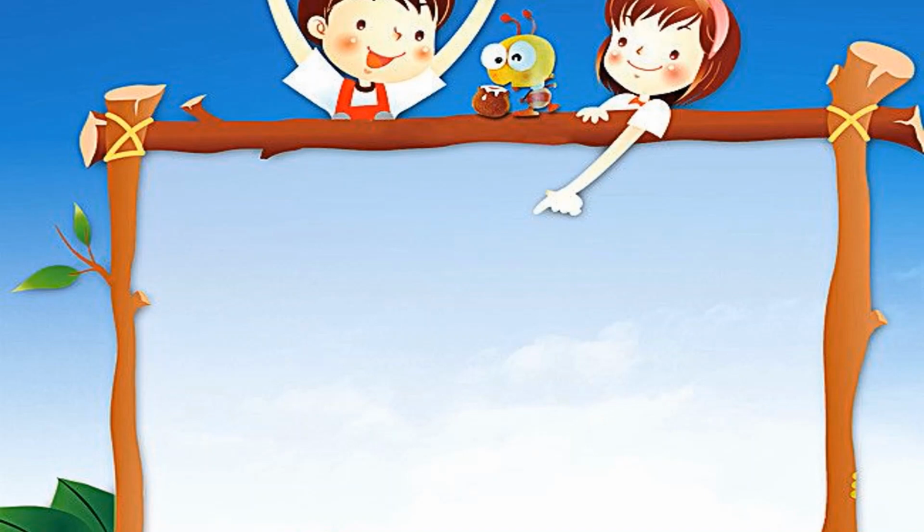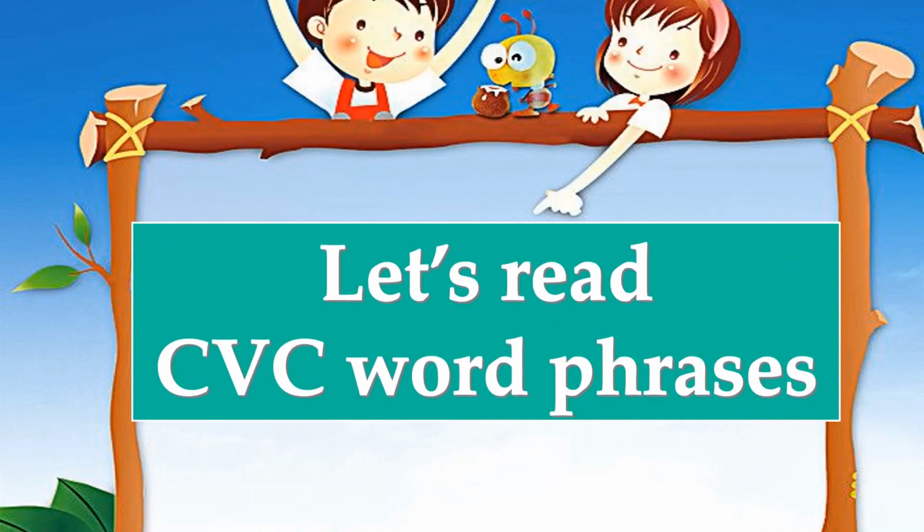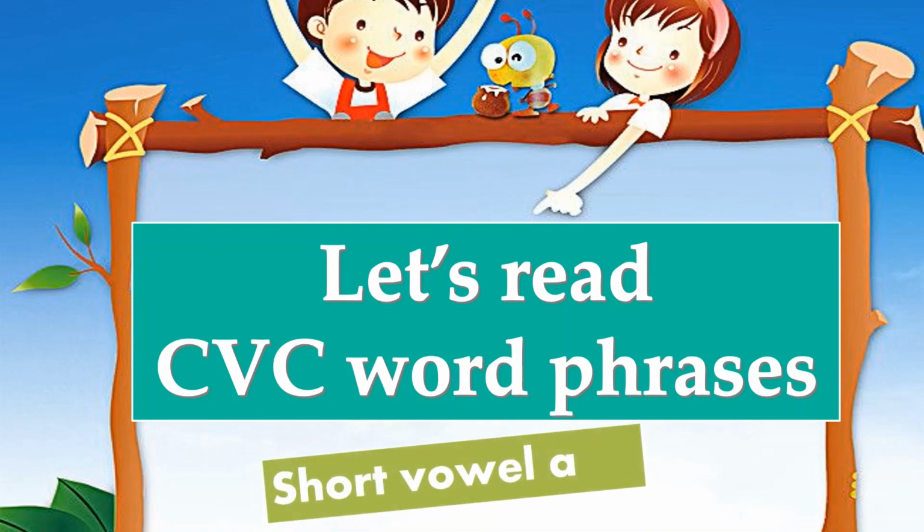Dear children, today let's read CVC word phrases of short vowel A words. So, are you all ready? Yes? So let's start. Look at this picture. Read the phrase along with me. A rat. Read again with me. A rat.